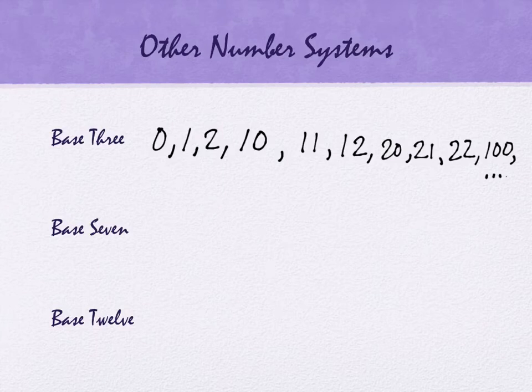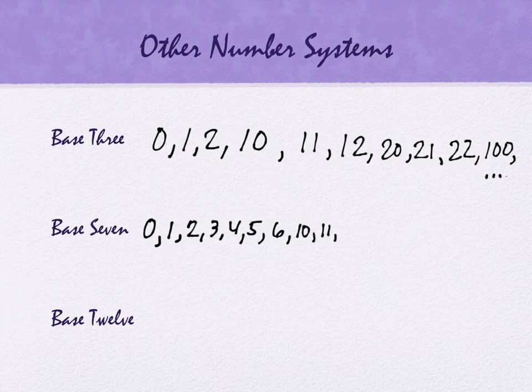Base 7. So it starts at 0, and it's going to continue to what? 6. What happens after 6? 1, 0. 1, 1, all the way to 1, 6. And I do 2, 0, 2, 1, all the way to 2, 6. And eventually I would get my biggest 2-digit number. What's my biggest 2-digit number? 6, 6, right? And then I'd have that 1, 0, 0 again.